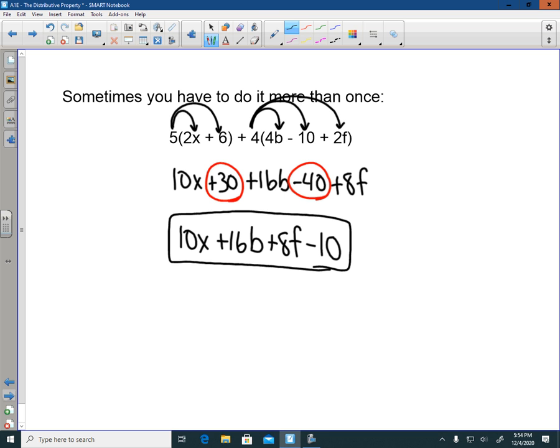And so we're done. So it's not just about distribution. Sometimes you have to take the extra step of continuing to combine like terms. And that's okay. Just keep looking at your expression and trying to find those matches. And even if it looks a little crazy, use the colored pencil technique that I talked about in the combining like terms video, and you'll be able to get there.